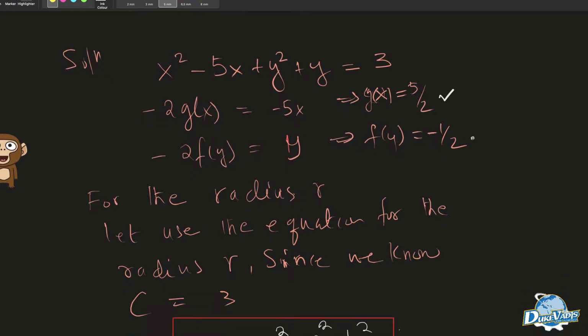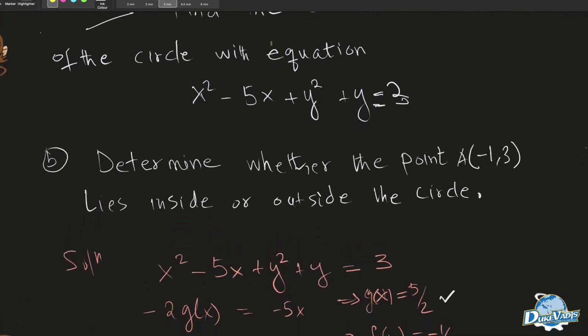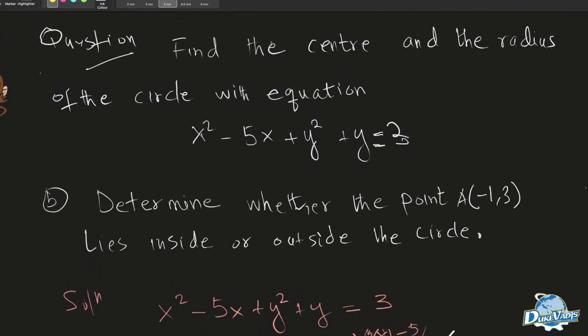All right. Okay, so that's what we have as a question that we're supposed to solve. The question says, find the center and the radius of the circle with the equation x squared minus 5x plus y squared plus y equals 3. That's the A part. And the B part says determine whether the point A, negative 1, comma 3, lies inside or outside the circle.